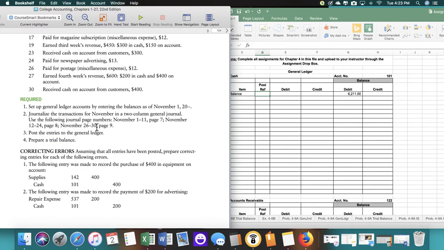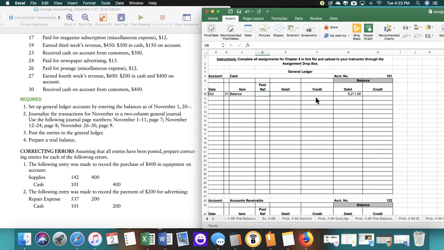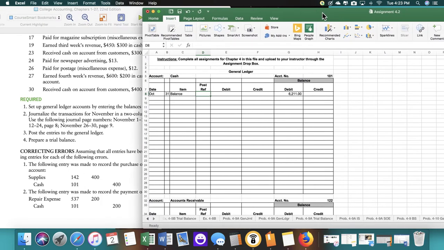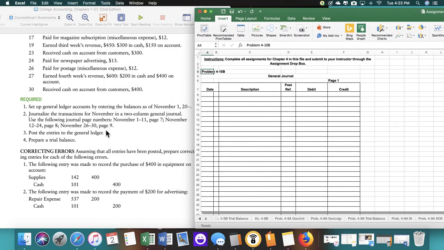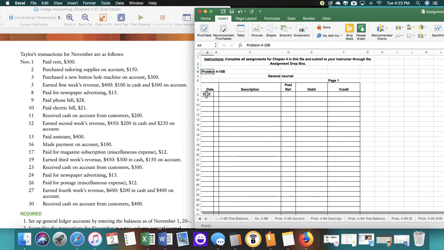Part 2 is we have to journalize the transactions. And it states putting November 1st through the 11th on page 7, November 12th through the 24th on page 8. I'm not as worried about having the information on the exact page numbers that the textbook specifies. As long as you have the transactions, that is what I'm more concerned with, is can you get the transactions, enter them properly into the file. So let's do a couple transactions.